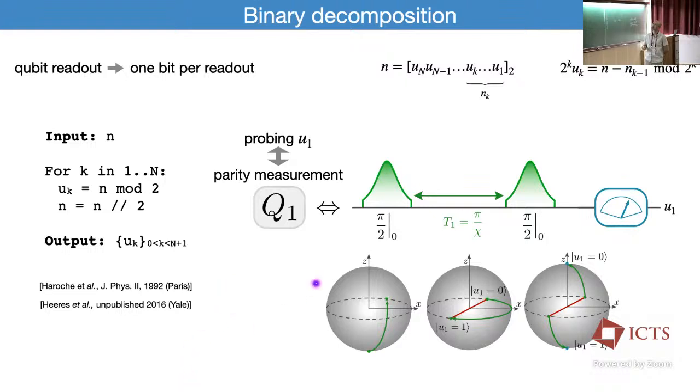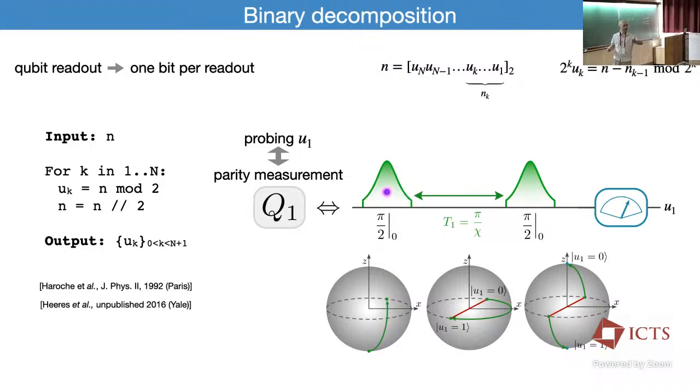We just use the dispersive Hamiltonian again that we discussed yesterday. So to probe the least significant bit U1, you see this bit tells us the parity of the quantum state, right? So we just have to measure the parity of the number of photons. And the way to do it is to first do a pi/2 pulse, unconditional on the cavity state.